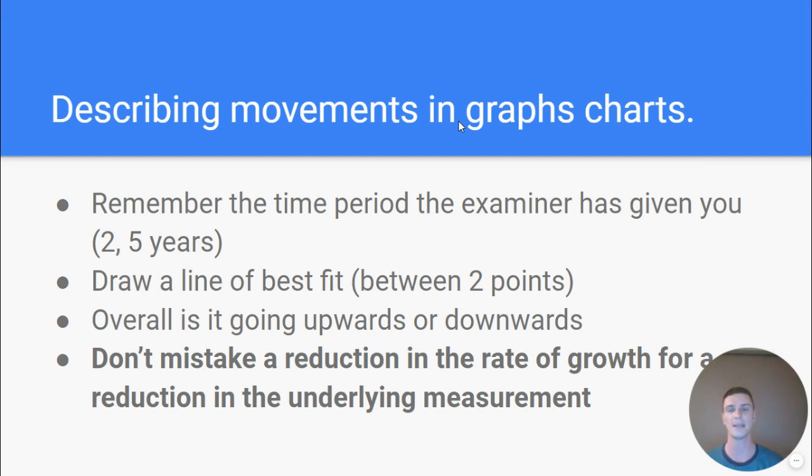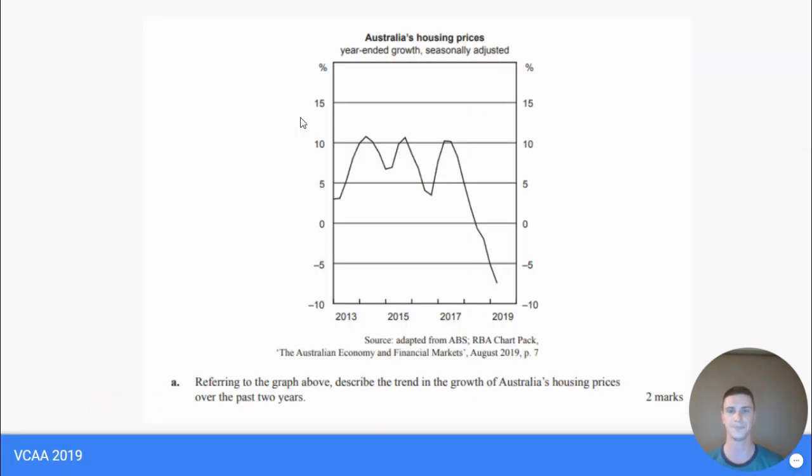And of course, you don't want to make the mistake of thinking you're looking at the index when actually you're looking at the rate of growth, or vice versa. So you need to go back and make sure you know that. Here's a good example. This was from 2 years ago on the 2019 paper, and we're looking at house price growth. There's a couple of ways you can know that, because it says growth up the top here, year-ended growth. It also has percentage on the y-axis, and it also asks you to describe the trend in the growth of Australian house prices.